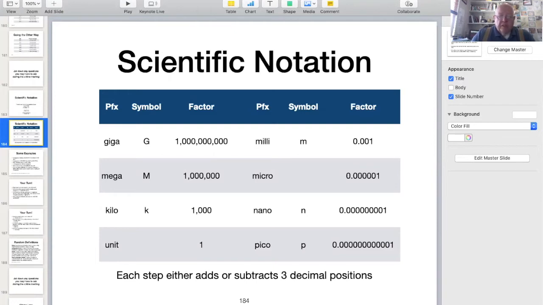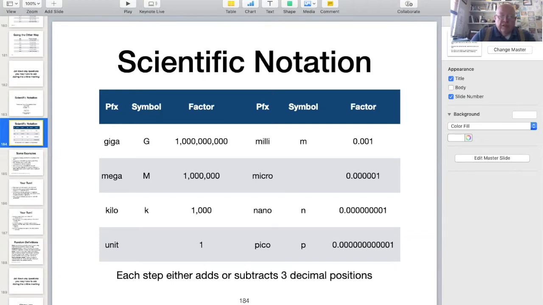I've just memorized the sequence, milli, micro, nano, pico, in that each step adds three decimal positions or moves the decimal three positions to the right. So how many millivolts is 5 volts? I add three decimal positions and get 5,000. Going the other way, how many amps is 10 milliamps? I add three decimal positions, or move the decimal three positions to the left, and I get 0.010 amps.